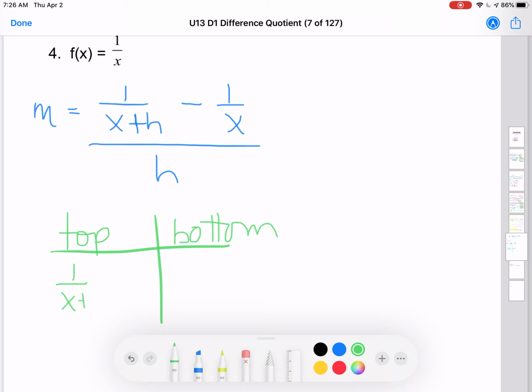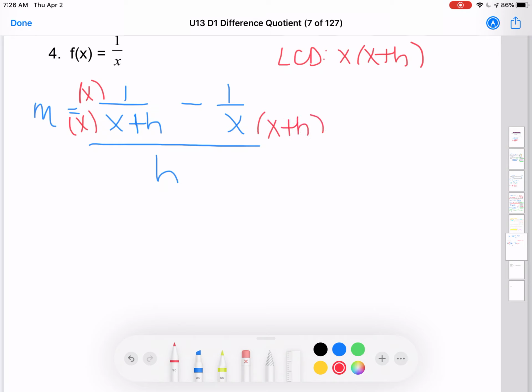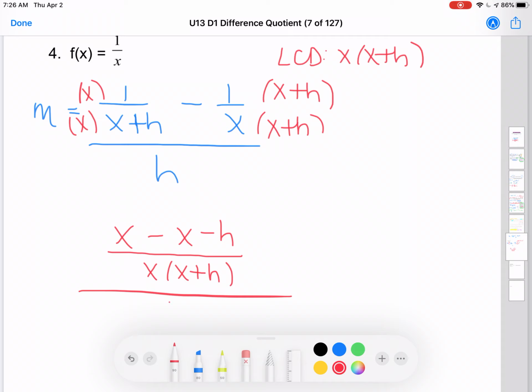So we have 1 over x plus h. Actually, no, let's not do that. It's only an h, so let's just simplify the top. A little easier. All right, so let's just get an LCD for the top. So the LCD for the top is x and x plus h. So I'll multiply by x, I'll multiply by x plus h. So I'm left with x, and now I have to distribute on top there, right? So x minus h over x times x plus h. And now that whole thing, we can't forget, is over h, right?